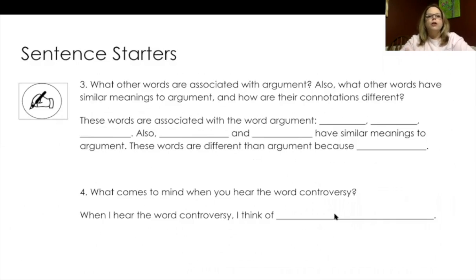All right, what other words are associated with argument? Also, what other words have similar meanings to argument, and how are their connotations different? It means what makes them just a little bit different, okay? Some of the words that I came up with might be fight, feud, quarrel, and these are similar to argument, but they bring to mind some different things.